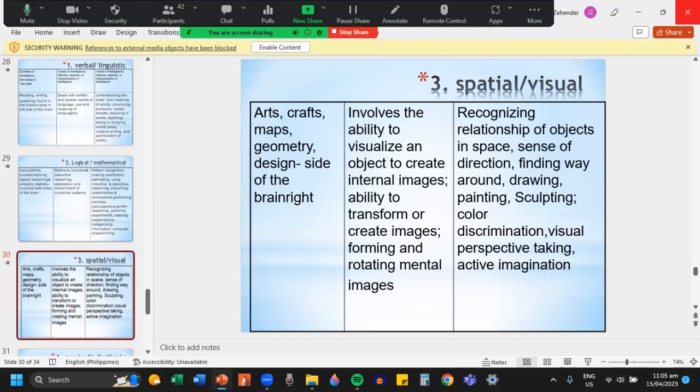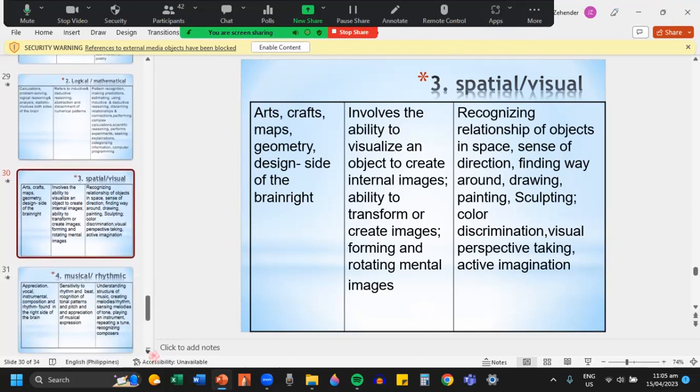So these are the artistic ones or the illustrators, no? So they are into visual arts and other visual arts. They know how to find their way around, and their creative outlets include drawing, painting, sculpting, color discrimination, and visual perspective taking, and they tend to have this active imagination. So that's for spatial and spatial visual.